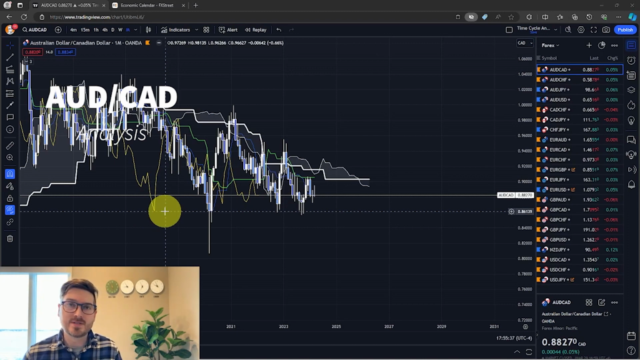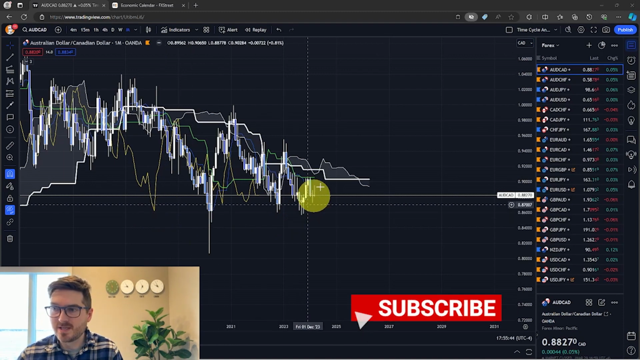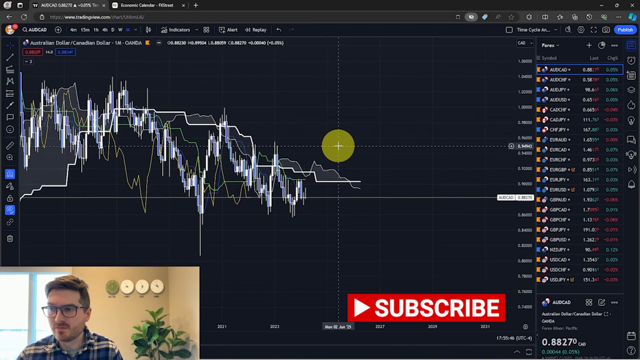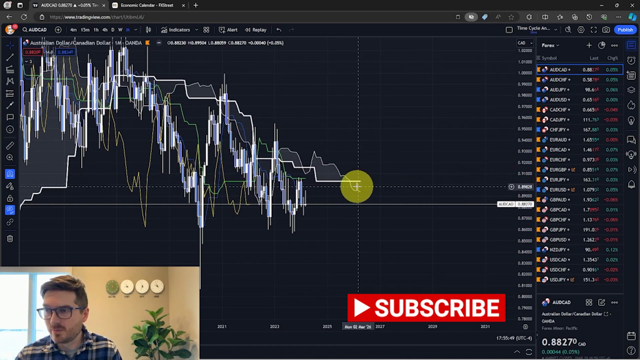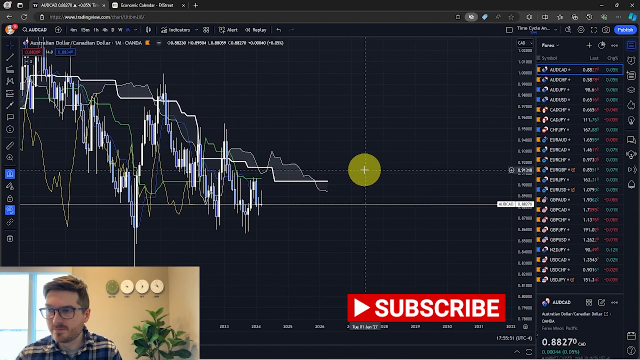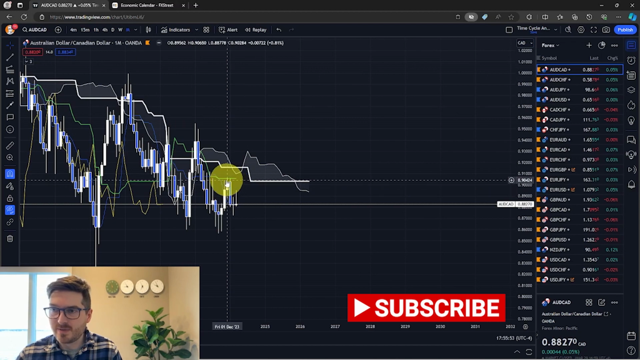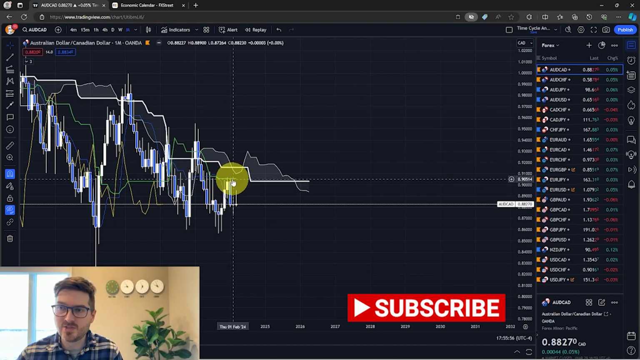Okay, guys, welcome back. We're going to get started this week with AUD CAD, and we're going to get started on the monthly chart. Since the month is almost over, we're going to take a look and see how the candle is closing. So overall, we have a small bearish Kumo cloud here. We had a nice retracement back up, and we got resisted here at the Kijun-sen.